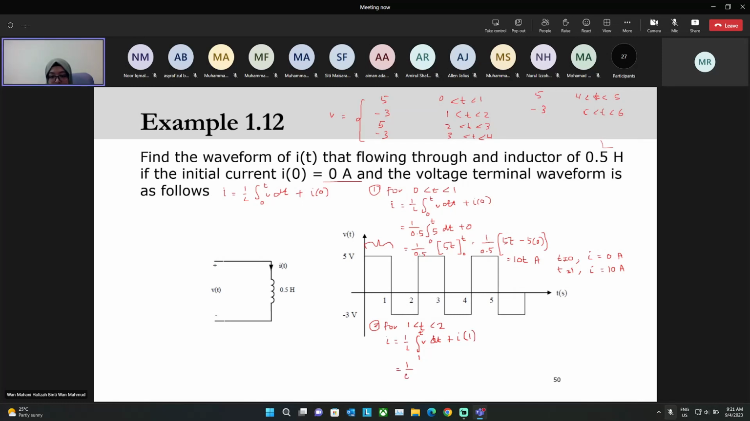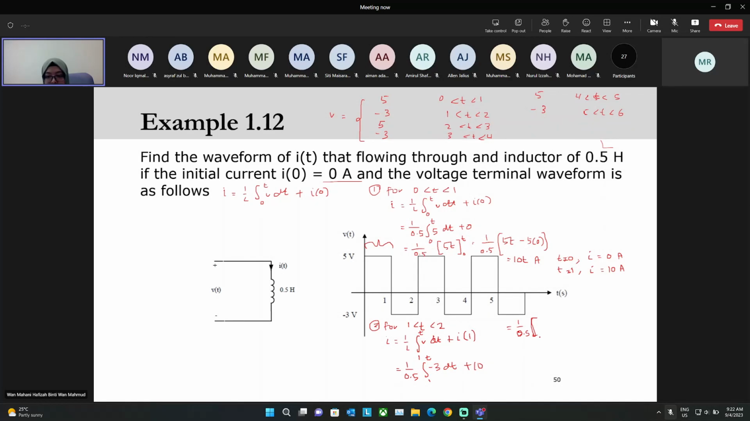So 1 divide with 0.5, integrate 1 to T. V dia berapa? Negatif 3. Tambah dengan I pada masa 1. Inilah value yang kita perlukan di sini, yang kita ambil daripada equation sebelum. So dia 10. Okay. So you follow, continue calculating 1/0.5.